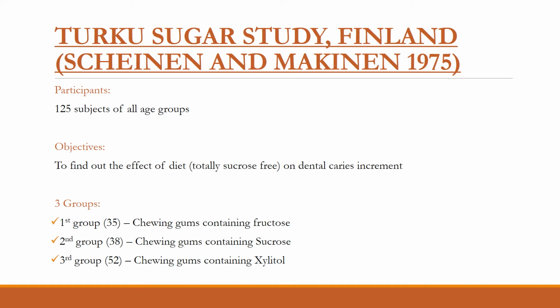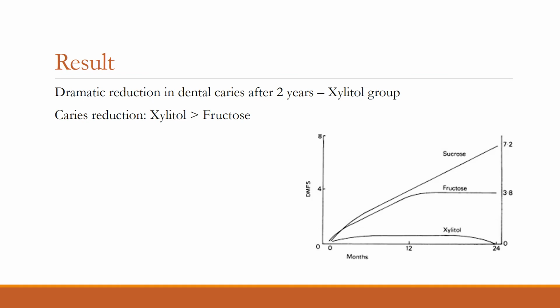There are 3 groups in this study. First group, chewing gum containing fructose, with 35 samples. Second group, 38 samples, chewing gums containing sucrose. Third group, 52 samples, chewing gums containing xylitol. Results: a dramatic reduction in dental caries after 2 years in the xylitol group, and caries reduction is better with xylitol than fructose.